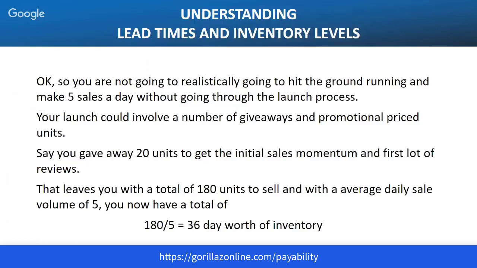Now, if we've got 180 units and we're selling an average, once we've done the launch and we're up and running, and we hit our target of 5 a day to start with, 180 divided by 5 is 36 days worth of inventory, not 40 anymore, because we had to do our launch process. So we're now left with 36 days worth of inventory.